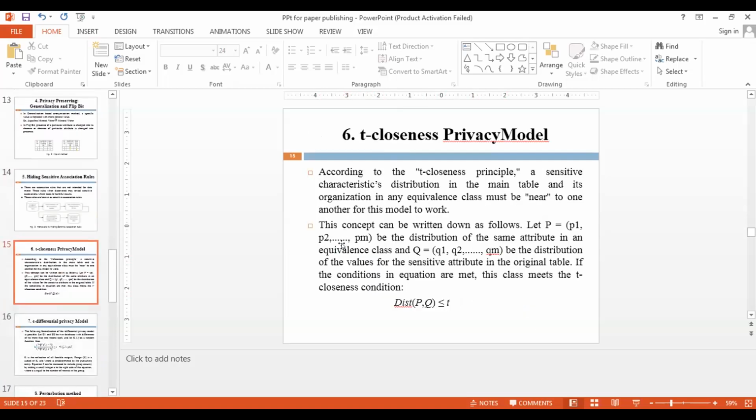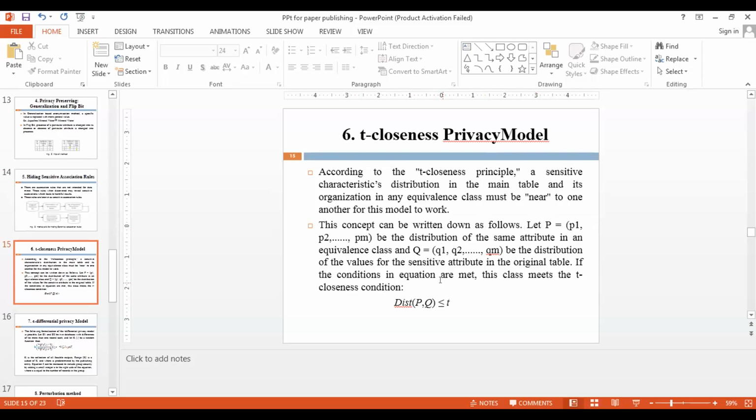The next part is the t-closeness privacy model. Here the distribution of the sensitive attribute in the table, and its distribution in an equivalence class, must be near to each other. Suppose P is the distribution of some data attributes in the equivalence class of Q, and we form this distribution in an equation form: the distance between P and Q must be less than or equal to T. That means here we use the nearest form method.